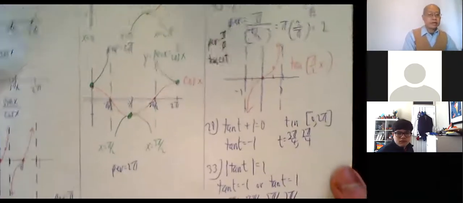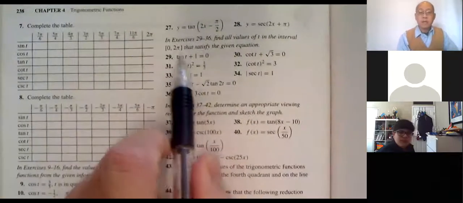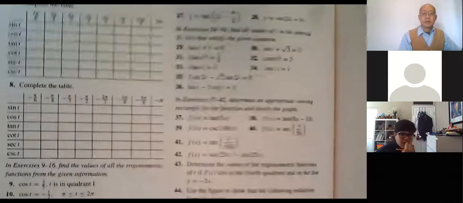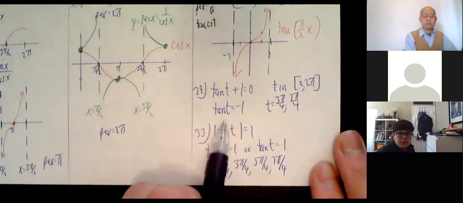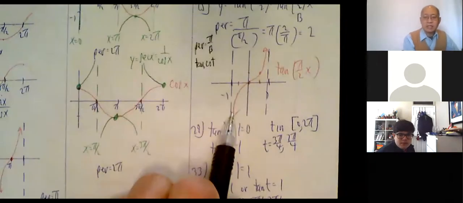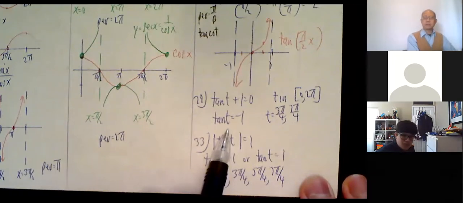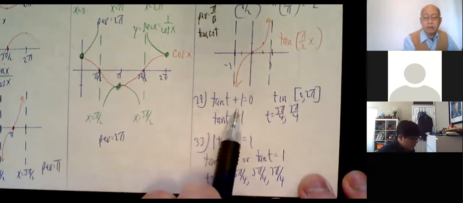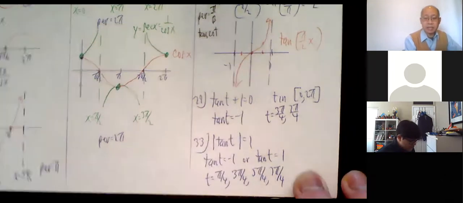Okay. 29, tangent of t plus 1 equals 0. And we're going from 0 to 2 pi. One period, including 0, including 2 pi. Tangent of t plus 1 equals 0. That means the tangent of t is -1. Tangent is sine over cosine. Now, you might recall, when is a fraction equal to 1? Well, when the top and bottom are equal. When is a fraction equal to -1? Well, the top and bottom are opposites.